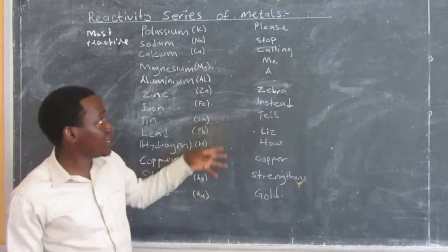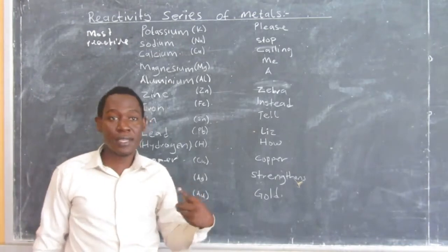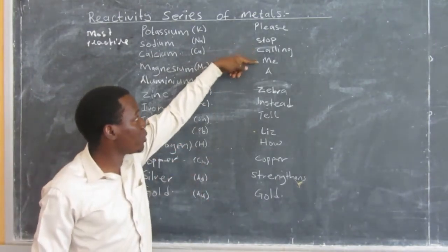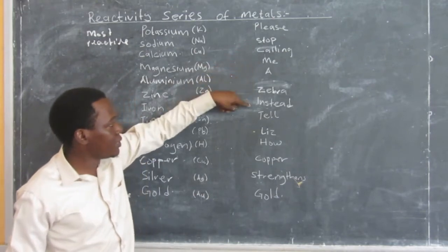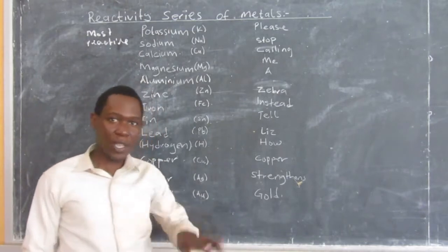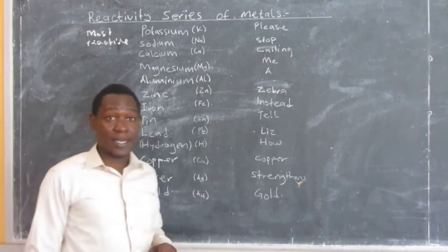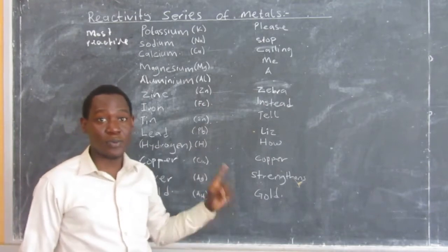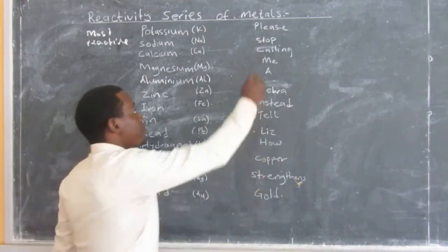You see this mnemonic here, we can use it to memorize our reactivity series. Please stop calling me a zebra. Instead, tell Liz how copper strengthens gold. How does it work? It works like this. I take the first letter to represent each element. In this case, P, I take P.